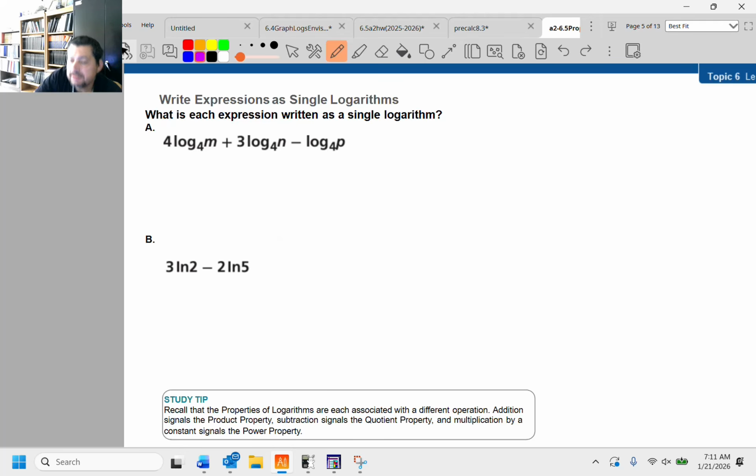All right, condensing. So we have multiple logs. We're going to make them one logarithm. And the first thing we have to do is think about this property here, because we have to kind of go backwards in how we were doing it. An r log of a is log a to the r. So this 4 has got to get moved, that 3 has got to get moved. So I'm going to have a log base 4 of m to the 4th plus a log base 4 of n cubed minus log base 4 of p.